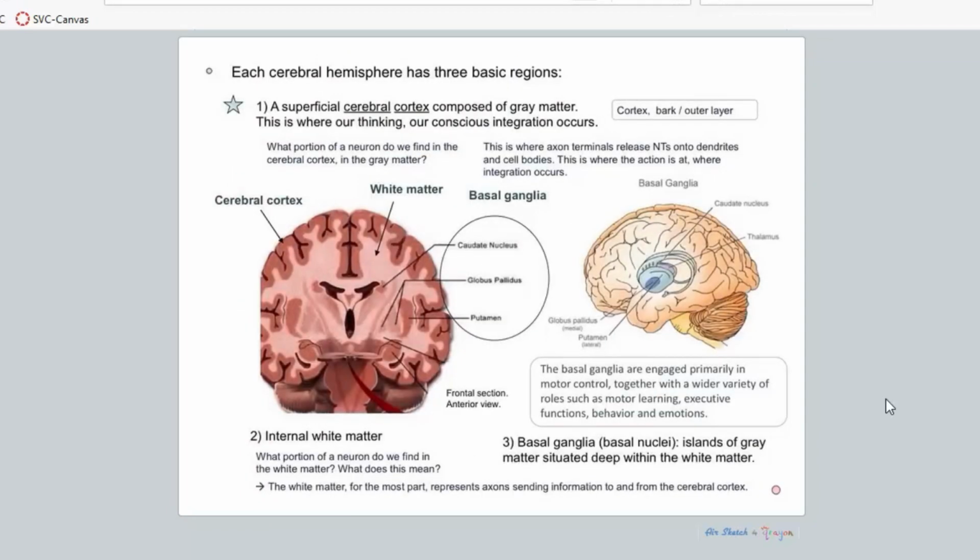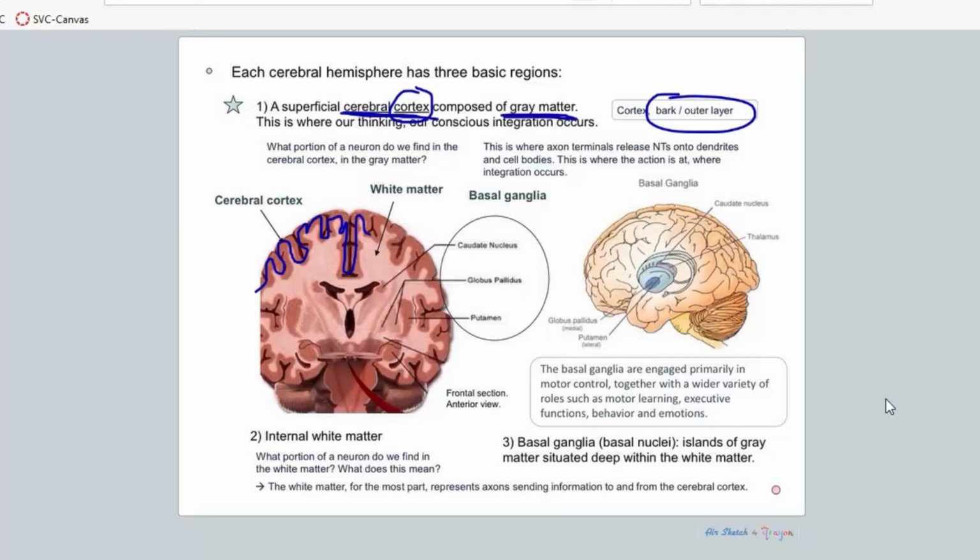All right, so we can divide each cerebral hemisphere into three different regions. And the first region is the cerebral cortex. Now, cortex is a term that we see in anatomy quite a bit, the adrenal cortex, the renal cortex, and all cortex means is bark or outer layer. So the cerebral cortex is the outer layer of the cerebrum here. And as you can see, it's composed of gray matter.